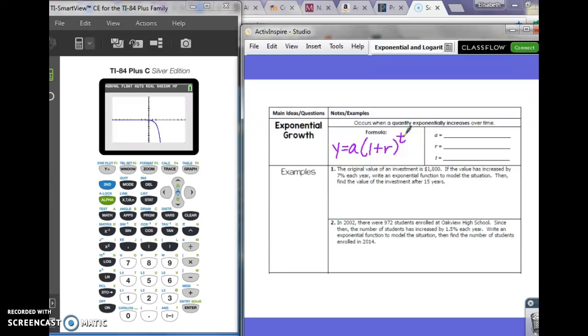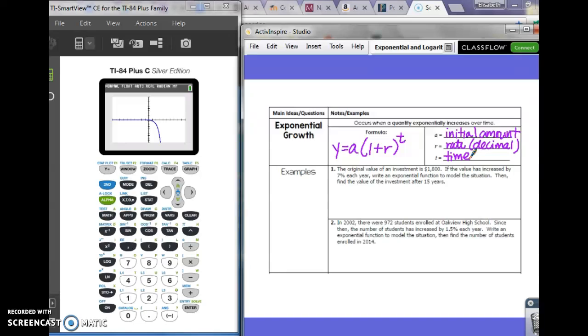to the t power, where a is your initial or your starting amount, r is the rate, and that's going to be written as a decimal, and t is the time, and that's usually going to be in years.